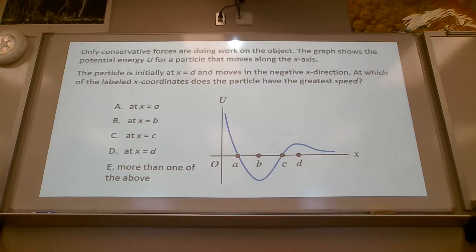Only conservative forces would be involved, in other words, mechanical energy is conserved. So if mechanical energy is conserved and the potential energy goes negative, that must mean the kinetic energy has to change to be zero. That means that x equals b is the highest. You went with the graph. I'm flip-flopping this.